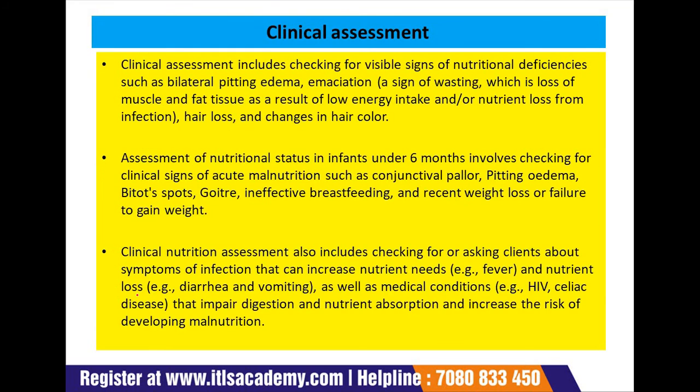Now we will discuss the third direct method of nutrition assessment, which is clinical assessment.